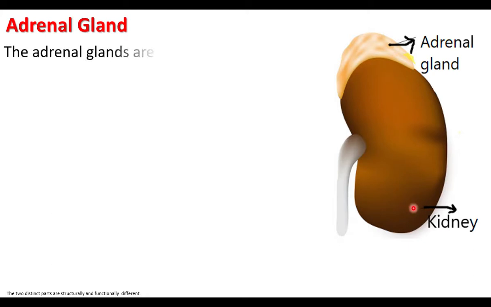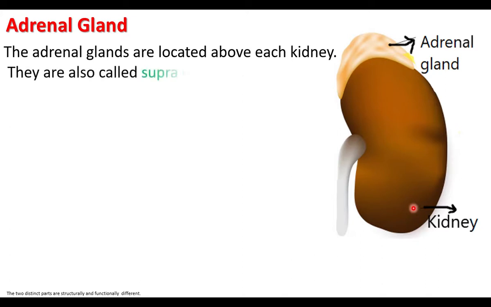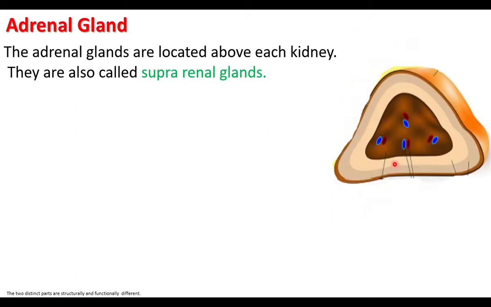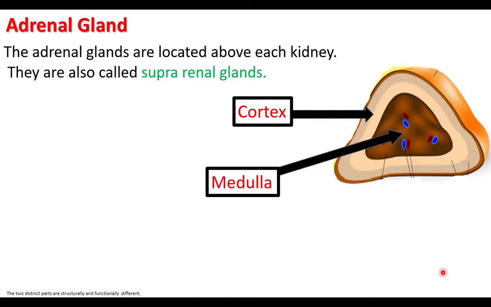The adrenal glands are located above each kidney. They are also called suprarenal glands. Adrenal gland has outer part and inner part. The outer part of adrenal gland is called as cortex. The inner part is called as medulla.